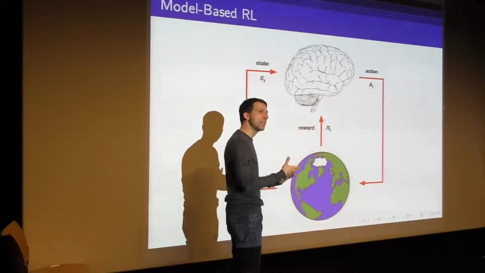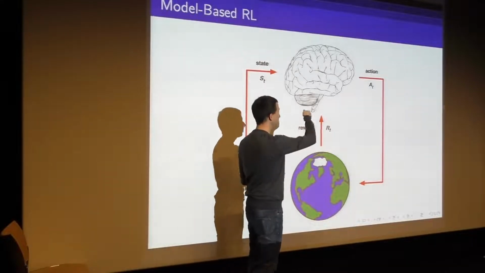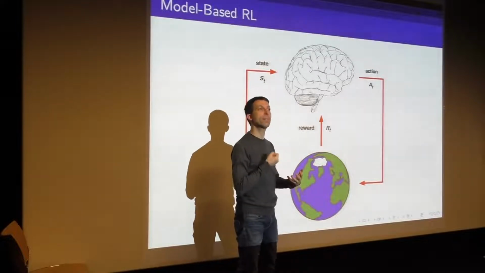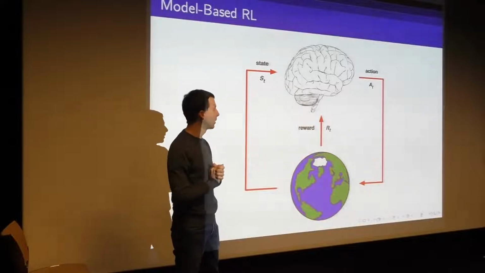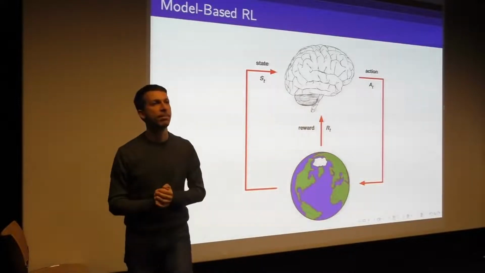So this gives us the ability to think, to figure stuff out, to look ahead, to plan, and to basically start to understand the best actions to take and improve our policy, improve our value function without any further interactions with the environment. So that's what a model gives us. It gives us the ability to think, to look ahead.